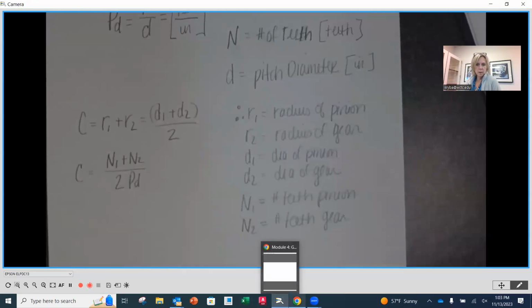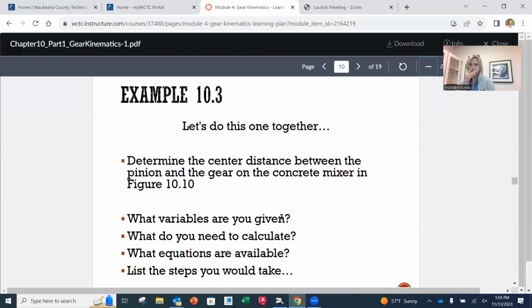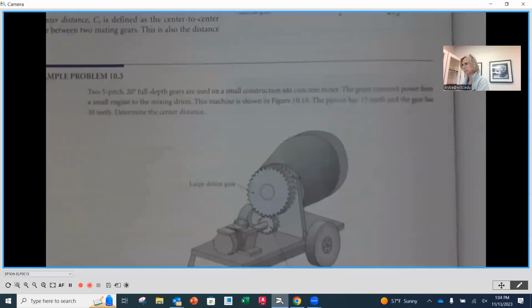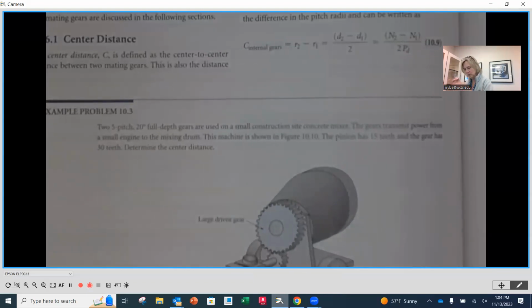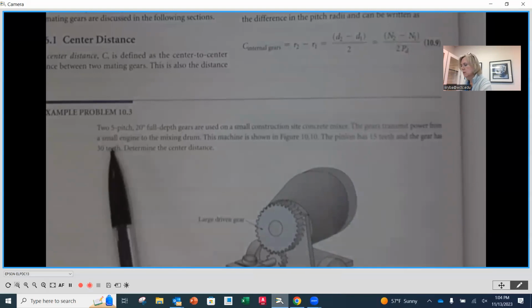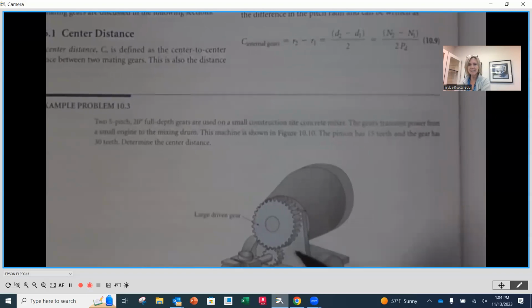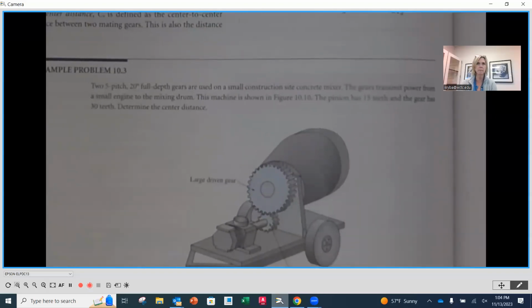Okay, so the next place we're going to go is example 10.3. Let's first look at the problem statement. It's on page 268, just below those equations we were just looking at. Now, this is where you have to get used to the vocabulary. It says 2 5 pitch. If I say 5 pitch, it could either be diametral pitch or pitch diameter. But as we look physically at these gears, notice that they're different sizes, so that would mean that the 5 is common between the 2.